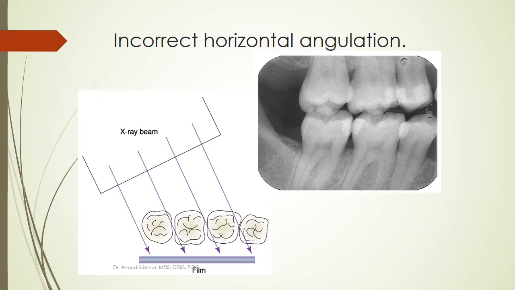This kind of overlap reduces the diagnostic quality of the image, because we will not be able to clearly say, between the interdental areas, whether there is any carious lesion or not.